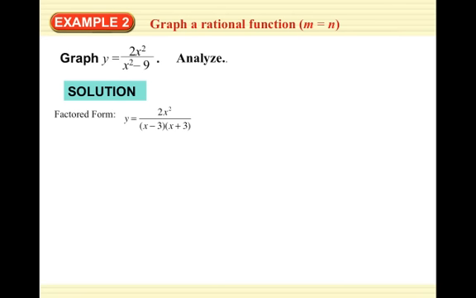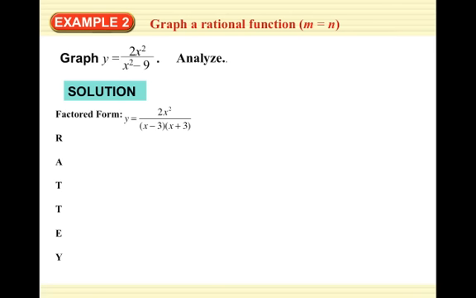Those are all things we want to look for. Okay, so we leave the numerator as it is, 2x squared. The denominator, we factor it out. We write it in its factored form. 9 is equal to 3 squared, so x squared minus 9 factors to be x minus 3 times x plus 3. Now we're ready to do RADII.